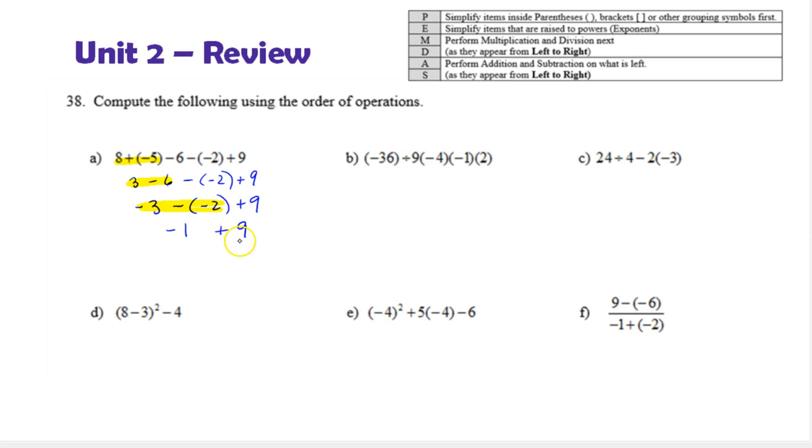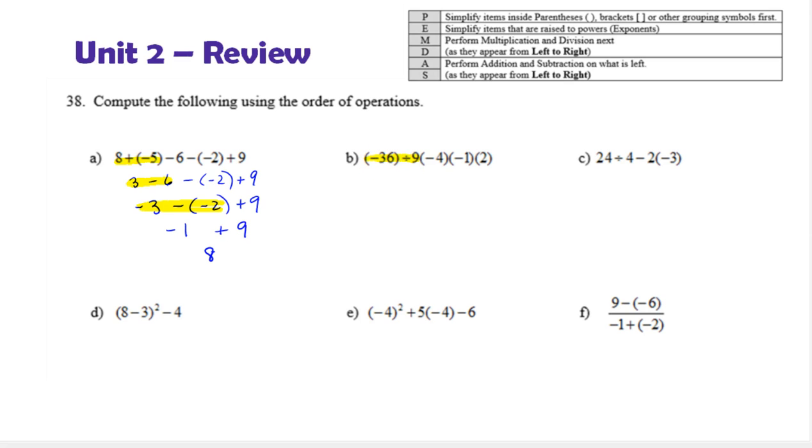And finally, negative 1 plus 9 is 8. So we performed all of those from left to right. Let's look at the next one. Notice all of these operations are division and multiplication. So as we learned here, we perform them as they appear from left to right. So let's start on the left.